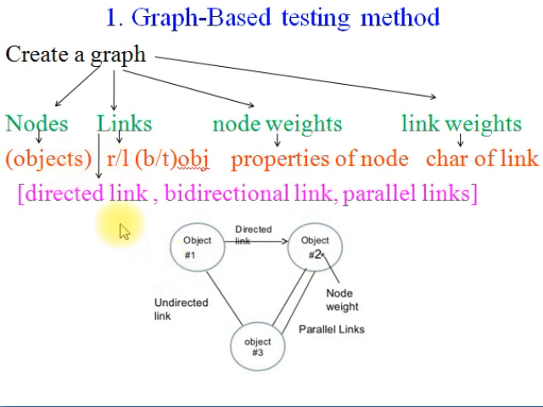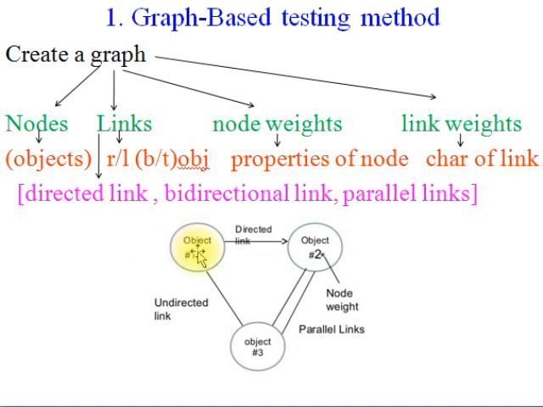So here we are constructing our nodes as objects. As I already said, an object is nothing but data, that is, an input or output, and the link is nothing but the relationship between each piece of data. How your input is converted into output, that relationship is depicted in the link. We also have two other notations called node weight and link weight, so you can have a weight for your node and also for your link. Your links can be directed links, bidirectional links or parallel links.